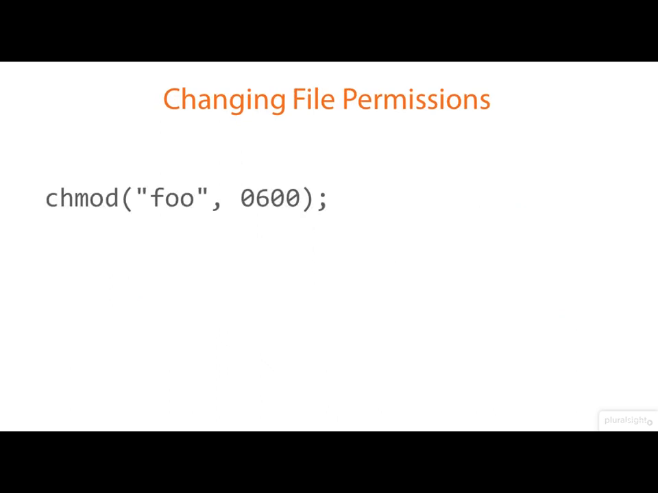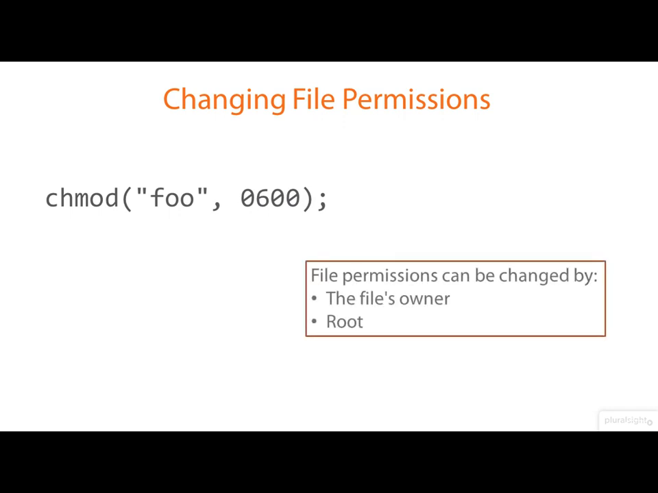You can change a file's permissions subsequently by calling chmod, which is short for change mode. The call is pretty straightforward. You can only change permissions on files that you own, unless, of course, you're root, in which case you can do pretty much anything. Again, I've expressed the permissions as an octal constant here. Obviously, the chmod command is essentially just a wrapper around this system call.